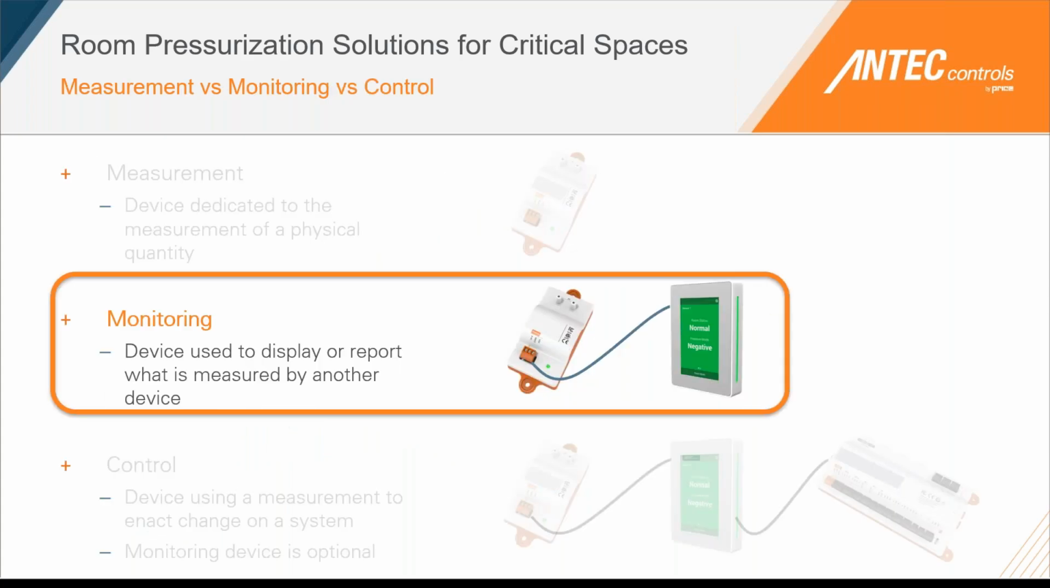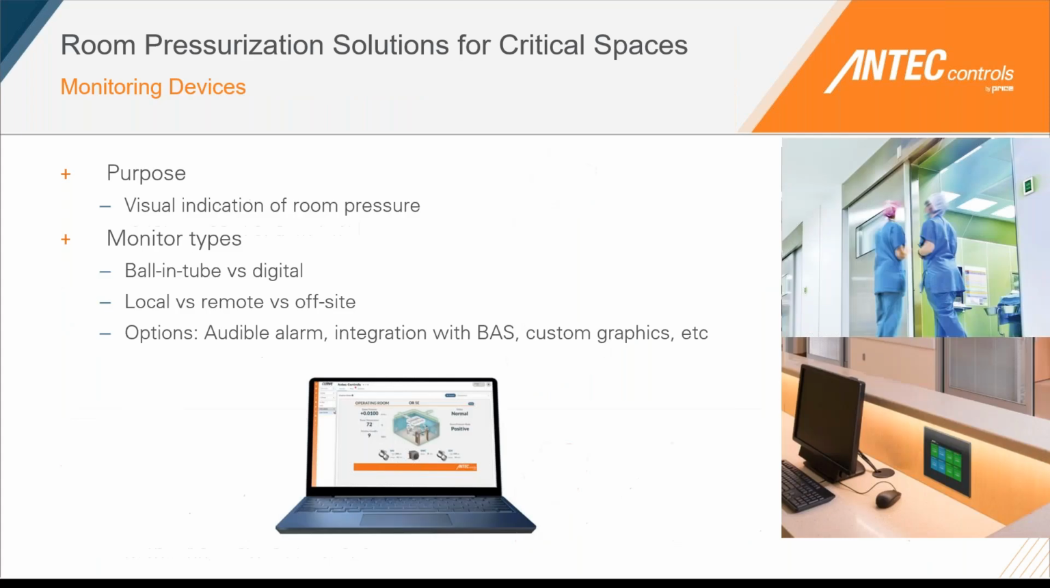The next application we're going to talk about here is the monitoring application. These are applications where we have a device that's displaying and reporting what's measured, and that display gives us that feedback mechanism. Whenever we're dealing with room pressure monitoring, the intent is to give us some sort of visual indication of room pressure. This can be done with a ball and tube device or a mechanical pressure gauge, or it can also be done with a digital display.